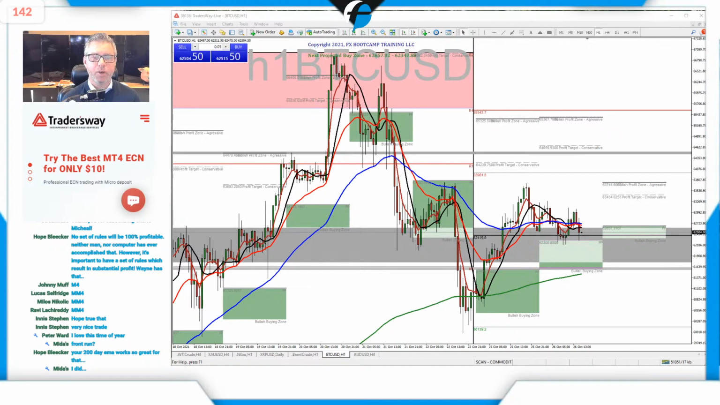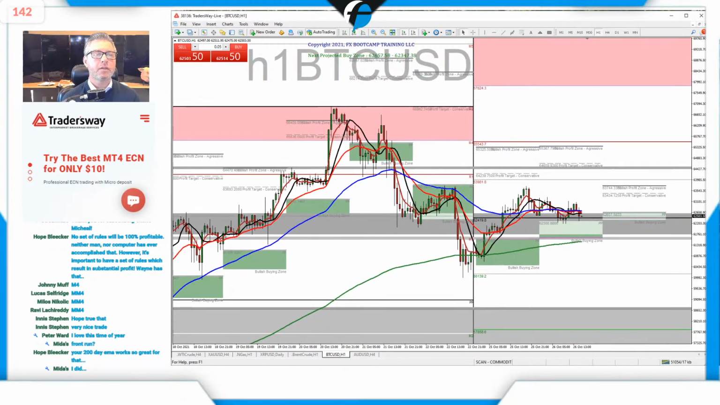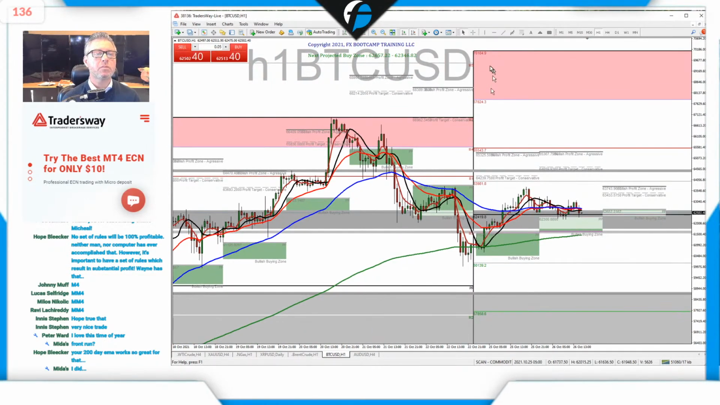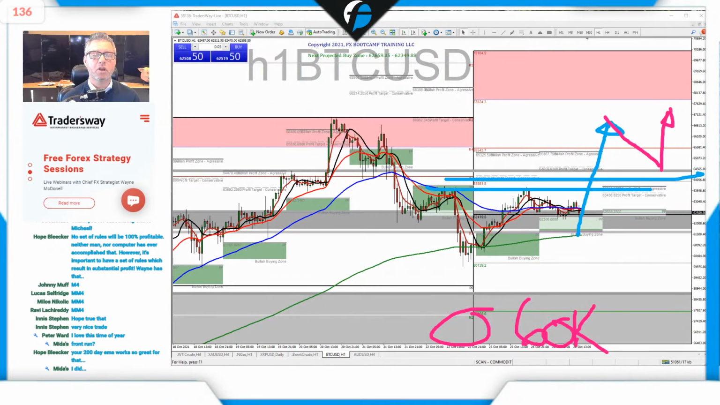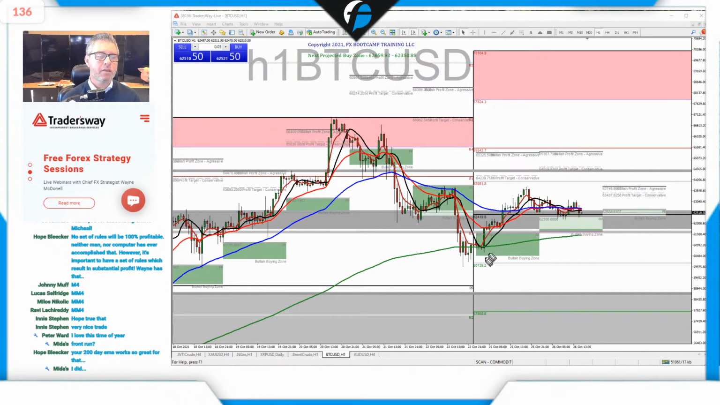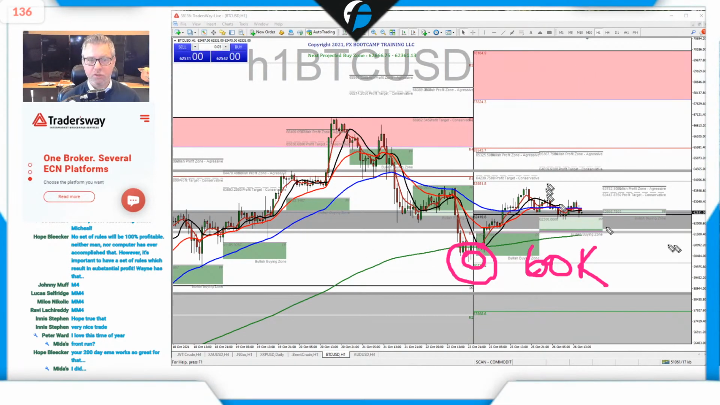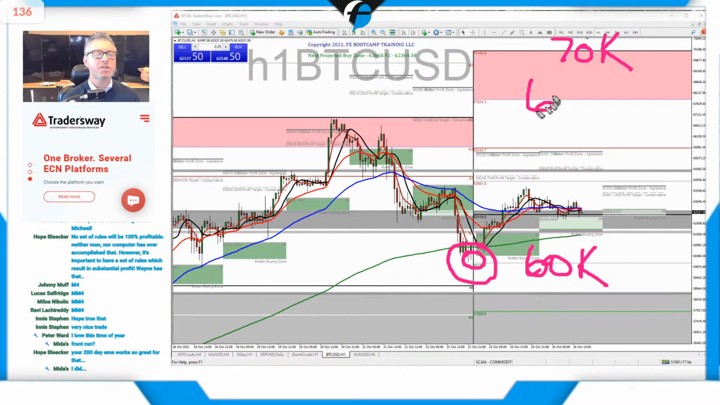If that is the bottom, then the minimum, right? Let's just say the aggressive target for the week is buy it at 60. So if you were a swing trader, you would buy it at 60 and you would target, the most aggressive target you can have for the week is 70K. Okay, the conservative target is $67,824.30.